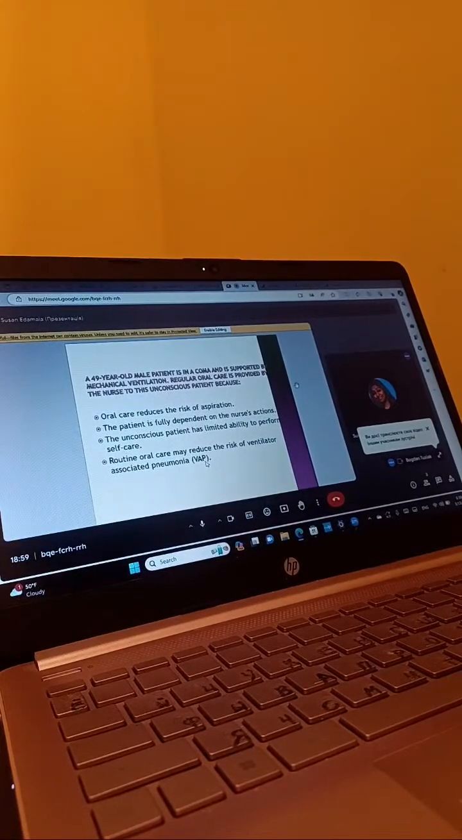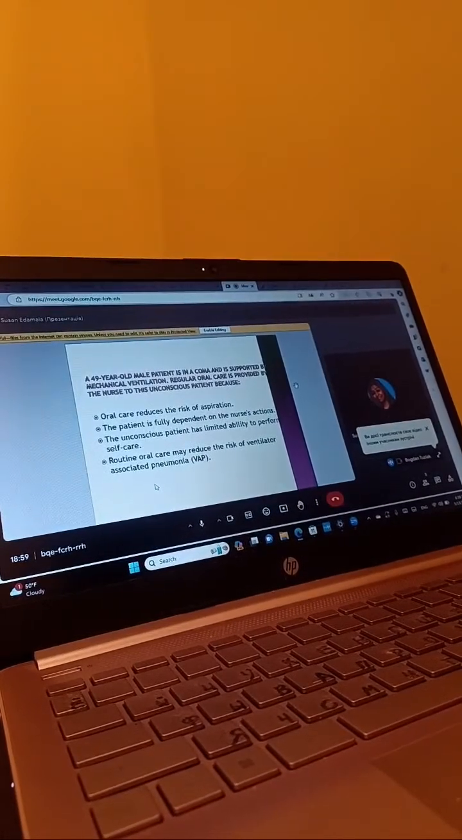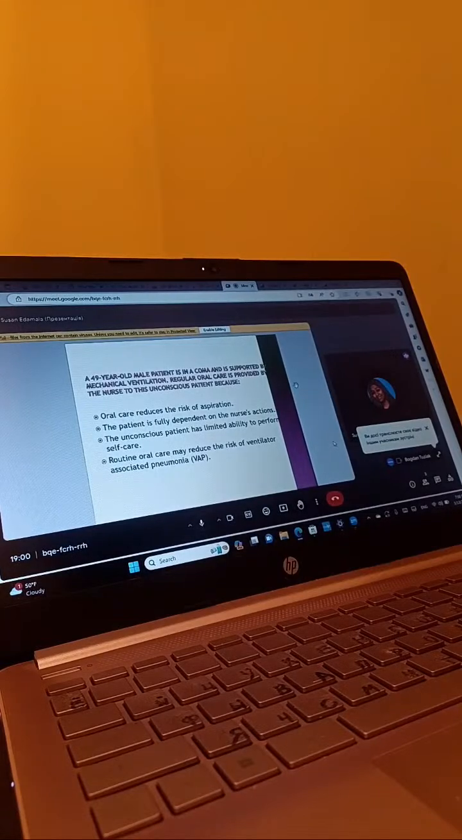So which is the best answer of all this? The last one. Yes, the last one. That's why the regular oral care is provided by the nurse to this unconscious patient: because routine oral care will reduce the risk, not because it will cause risk of aspiration. This is the stem of the question. I keep telling you, focus, rephrase in your mind and ask yourself, what is the question asking me?